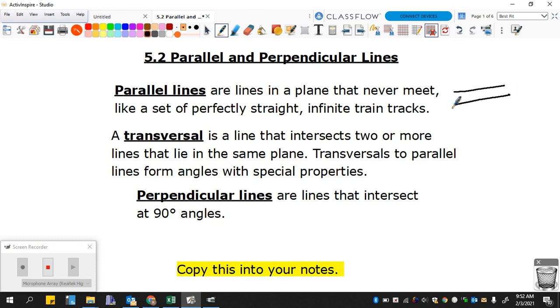And then a transversal is a line that cuts across two or more lines, and we're going to talk about the transversals of parallel lines because they form some special properties. In the little drawing I've got here, the blue line is the transversal, and it cuts across the supposedly parallel lines. Now, if this transversal crosses the other lines at a 90-degree angle, those are called perpendicular lines, or lines that cross at 90 degrees.